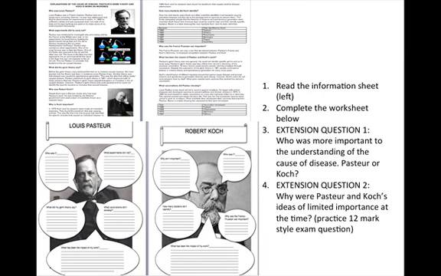Read the information sheet, complete the worksheet, and then we have two extension questions. Extension question 1, who was more important, understanding the cause of disease, and why were Pasteur and Koch's ideas of limited importance at the time. And that one you see is a 12-mark 3 PEA paragraph style response.